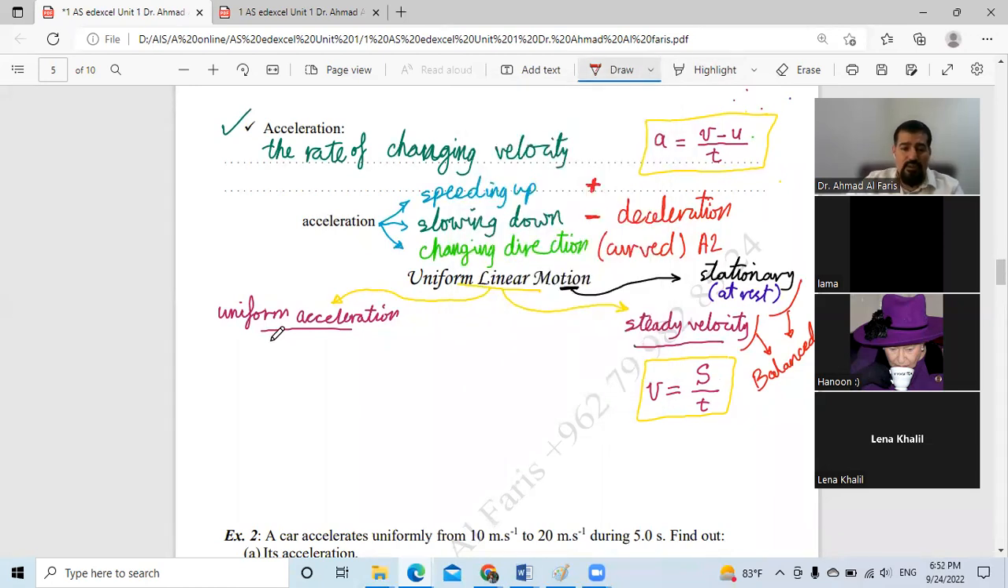According to something called SUVAT. What is SUVAT? S is the displacement, U is the initial speed, V is the final speed, A is the acceleration, and T is the time. As you can see, we have 5 different variables in uniform acceleration, not as in steady velocity, where we have only 3, because here we have acceleration. That means there is a change in velocity. Here we don't have a change in velocity, so I can't use this formula when there is acceleration.